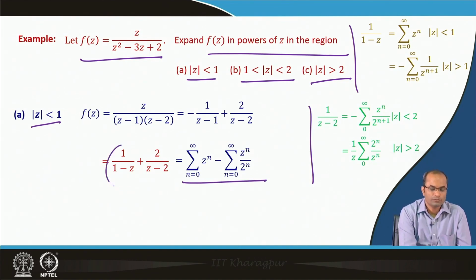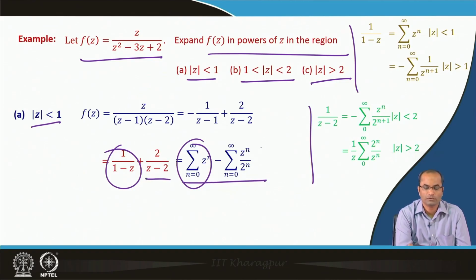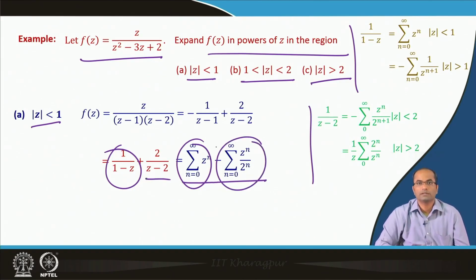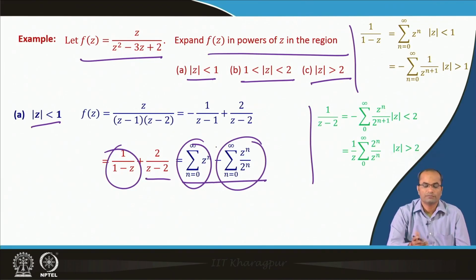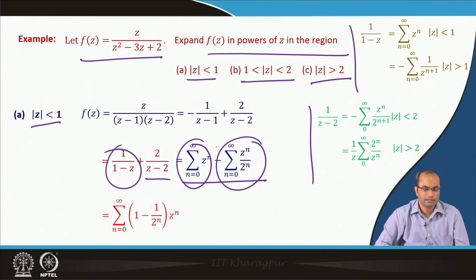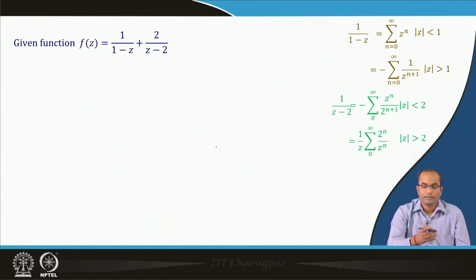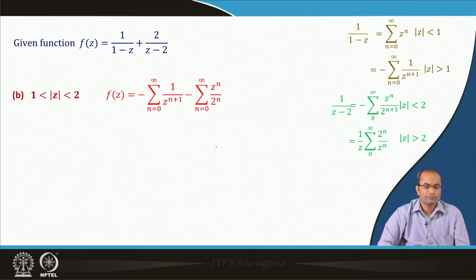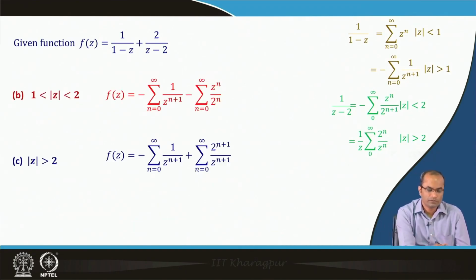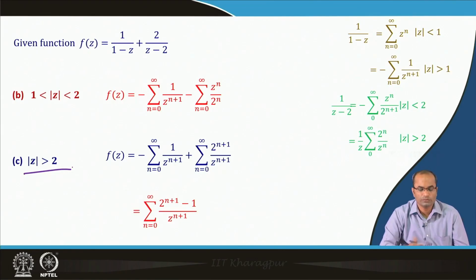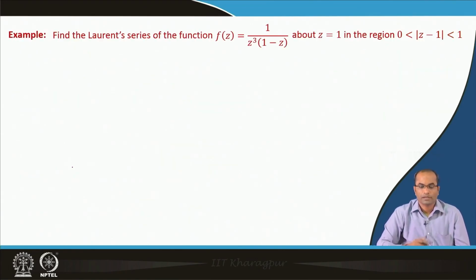Here we have to observe that this is valid in mod z less than 1, and this is also valid in mod z less than 2, and therefore, as a whole we are in this range. Here again we can use the same trick. Third, with mod z greater than 2, this can also be done similarly.